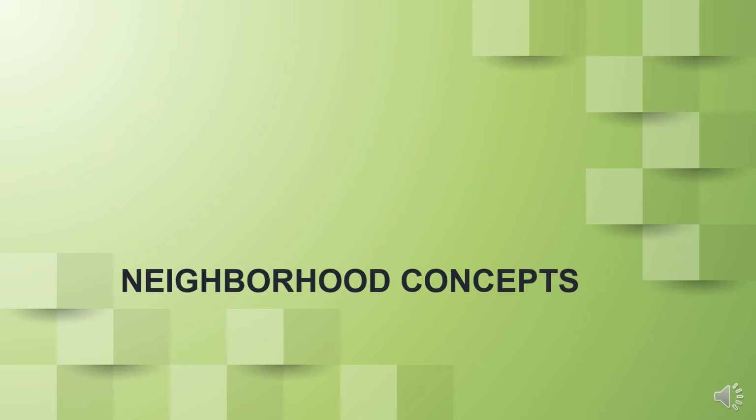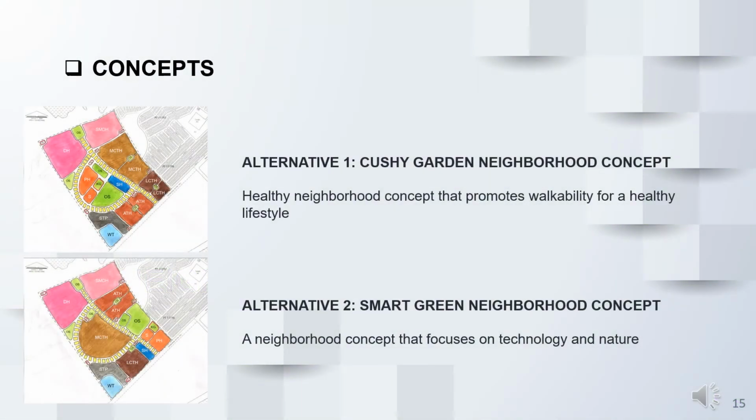Neighborhood concepts. Alternative 1: Cushy Garden Neighborhood Concept, a healthy neighborhood concept that promotes walkability for a healthy lifestyle. Alternative 2: Smart Green Neighborhood Concept, a neighborhood concept that focuses on technology and nature.